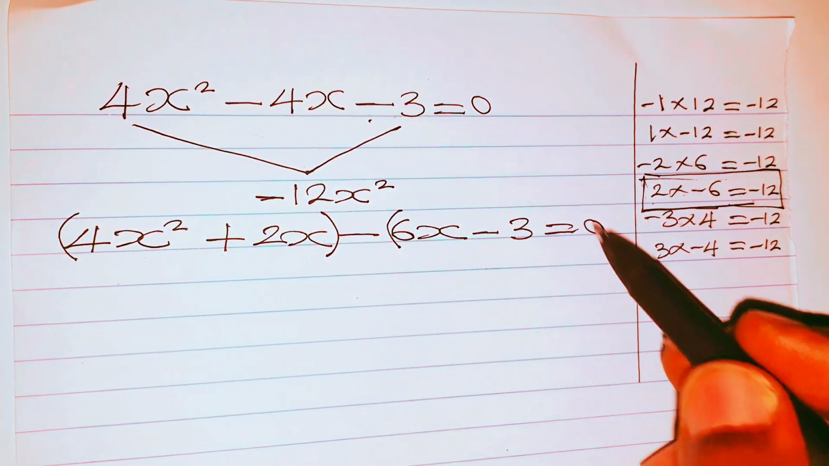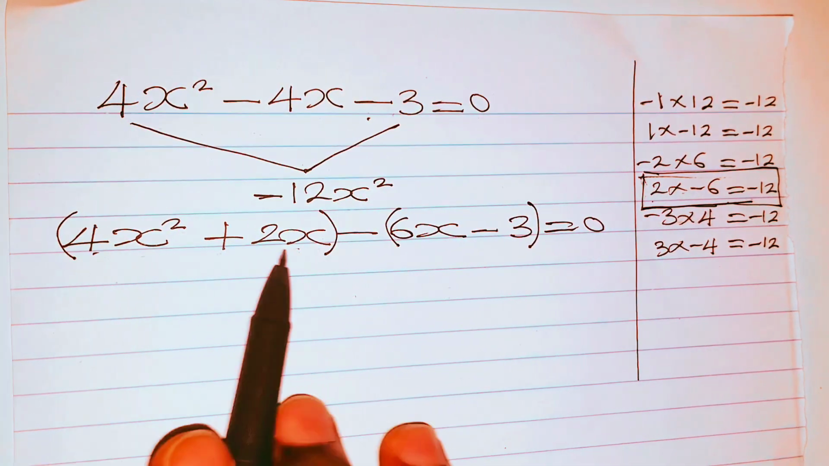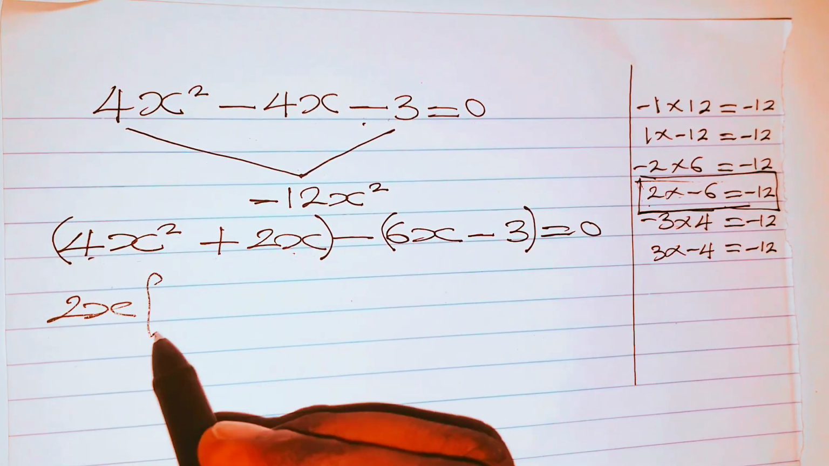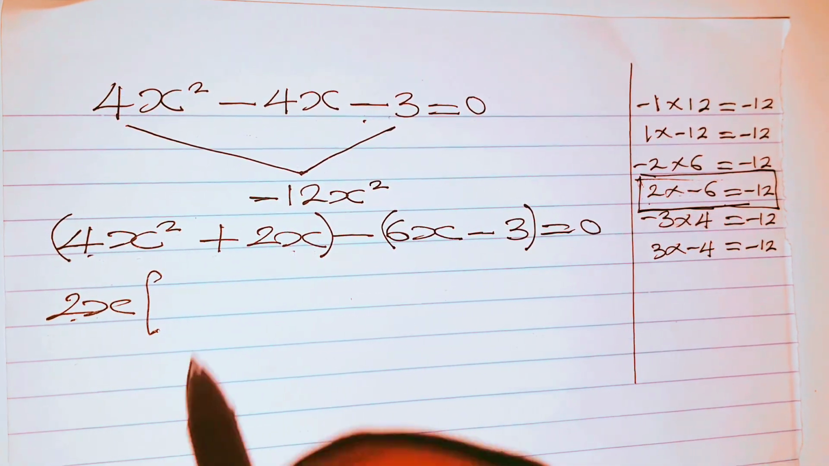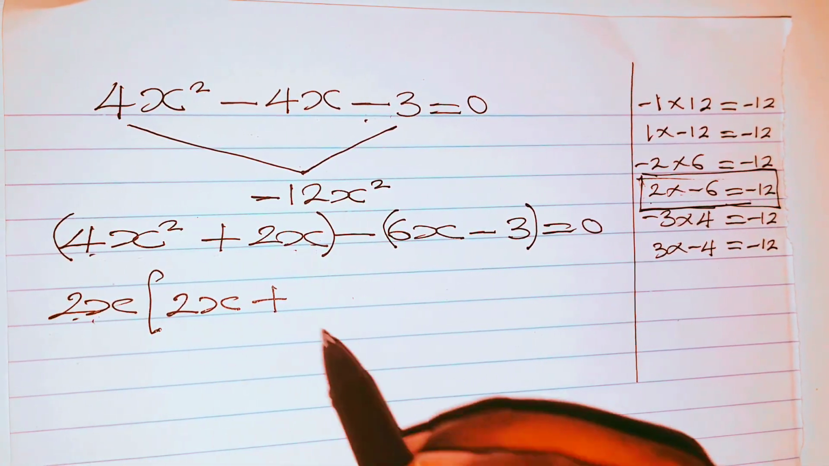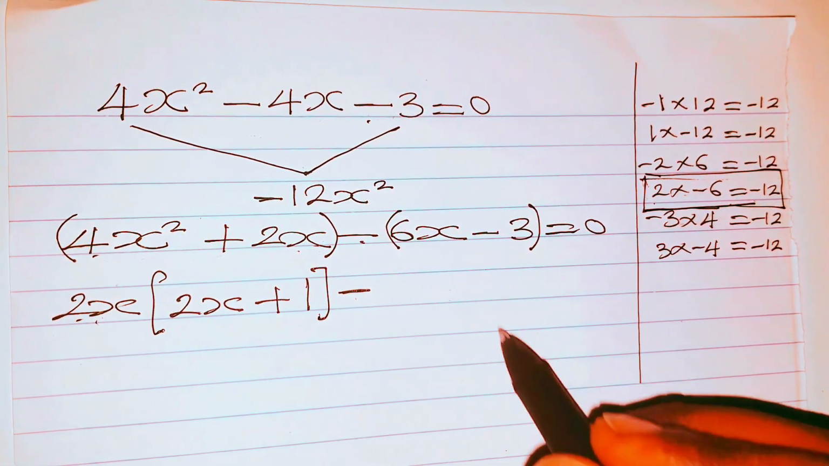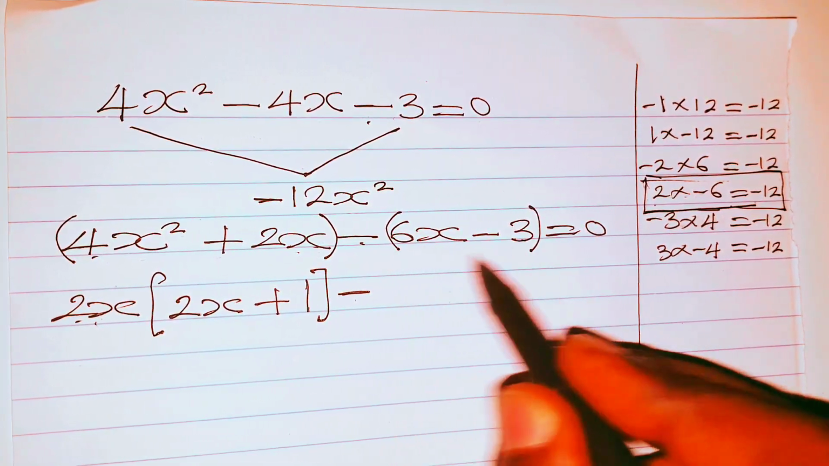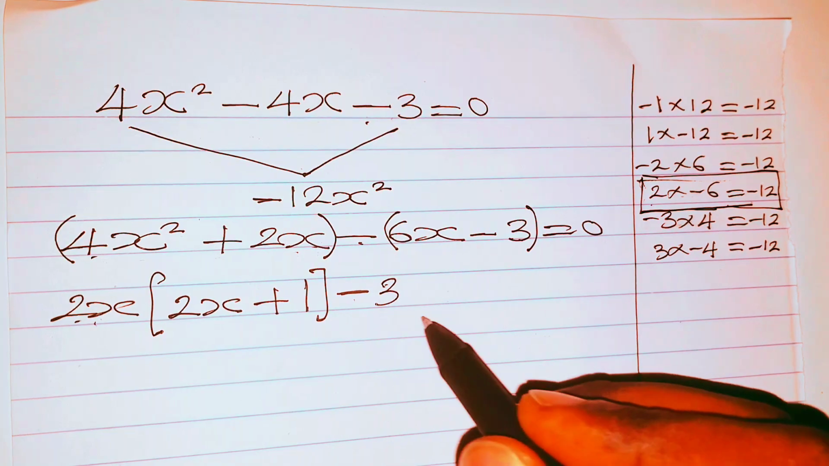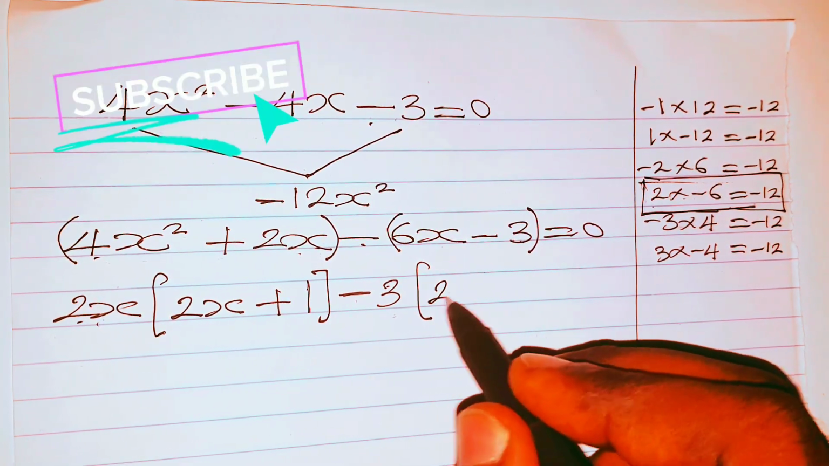This is in a bracket of this. And then we look for common terms here between 4x squared and 2x. Of course, 2x is a common term there. And then 4x squared divided by 2x gives us 2x, plus 2x divided by 2x itself, that's going to be 1. And then this sign, minus, in a bracket. And then the common term between minus 6x and minus 3 here, of course, is definitely going to be 3. And in the bracket, 6x divided by 3, that's going to be 2x.